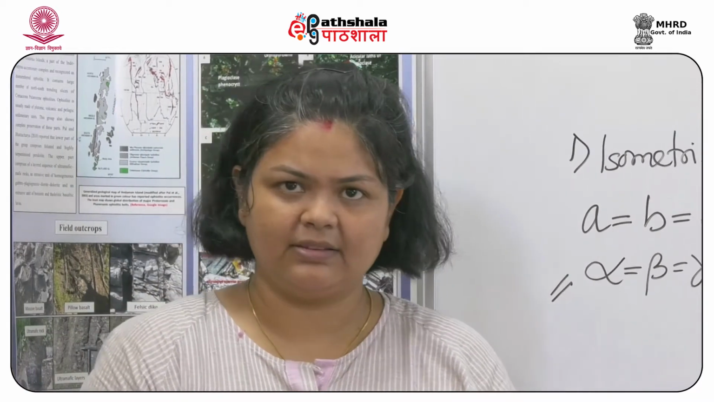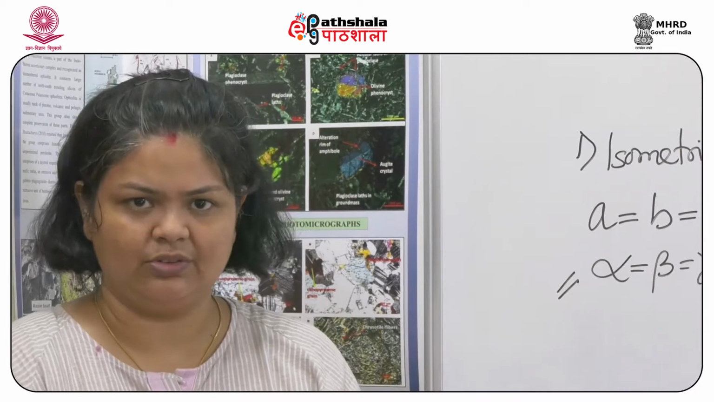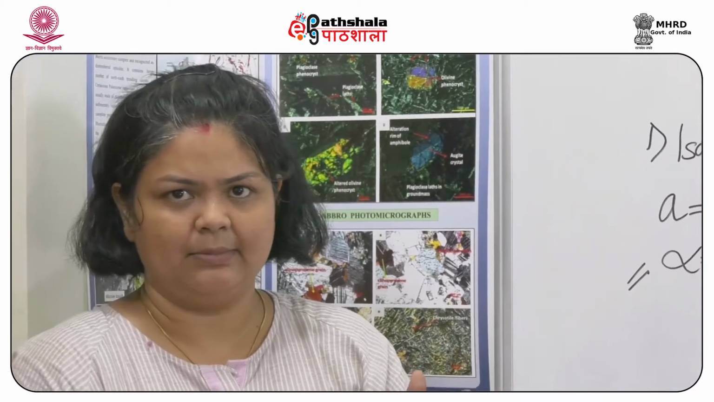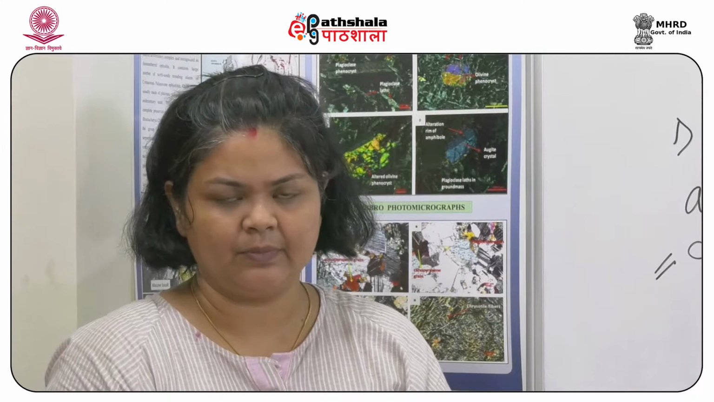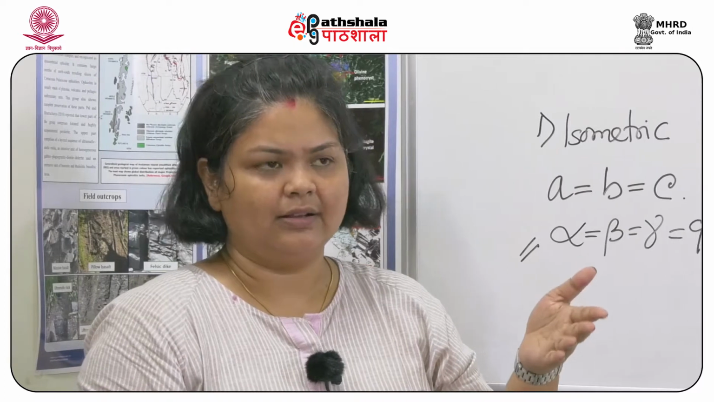Then we have the orthorhombic system, where A is not equal to B is not equal to C, but alpha, beta, gamma are each equal to 90 degrees. For the hexagonal crystal system, we have 4 crystallographic axes.